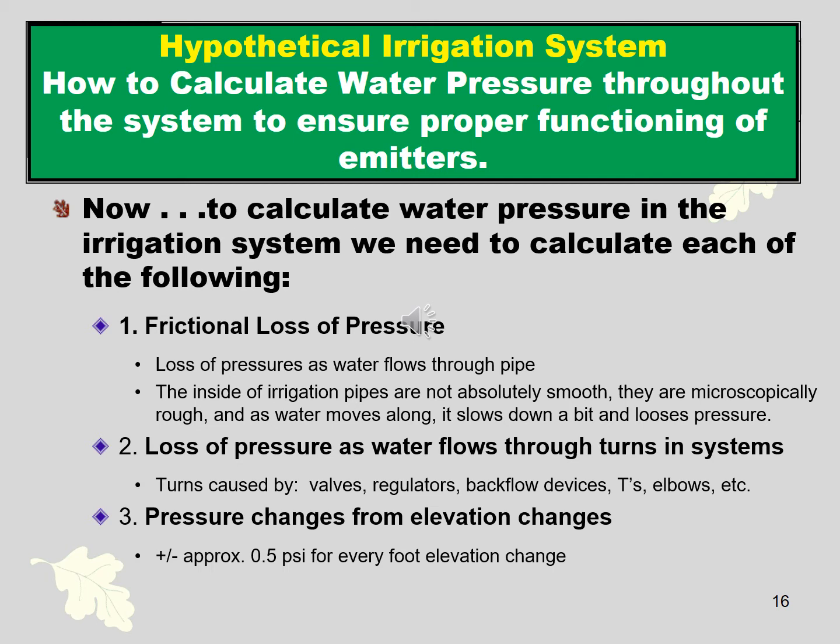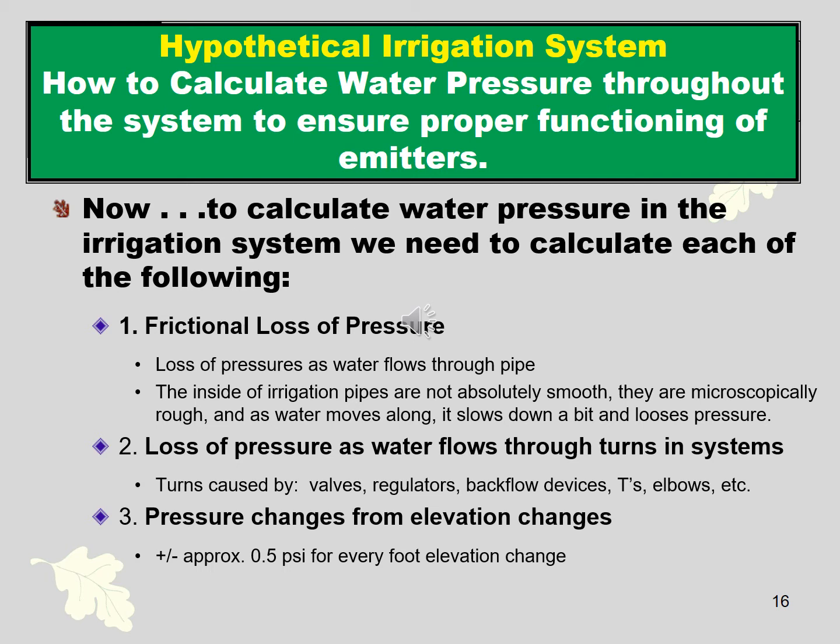So inside your irrigation pipe, the inner surface of the pipe is not absolutely smooth. There are microscopic rough areas. It's rough. So the water moving along in the pipe will slow down and lose pressure just because the pipe itself kind of slows it down. It's friction of the water against the inside of the pipe. So that can cause pressure losses.